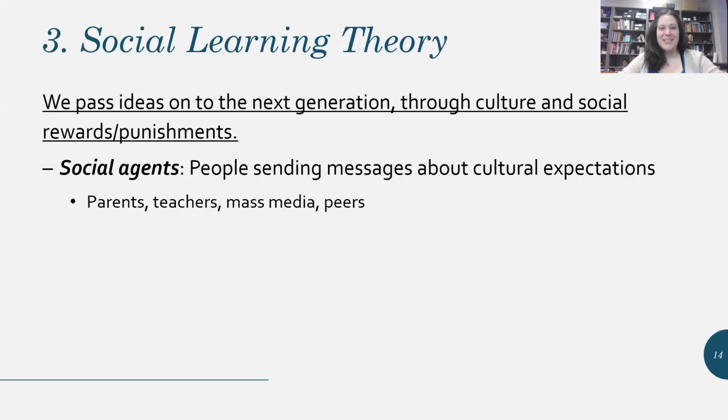So social learning theory is the idea that we maintain stereotypes and prejudice because we pass it on from one generation to the next. Okay, so social learning theory is you learn your culture's stereotypes and prejudice through social agents, which are people who send this message on to the next generation. So that's going to be your parents, who probably taught you some stereotypes and prejudice without really realizing it. Your teachers, certainly mass media, popular culture passes on stereotypes and prejudice, and your peers. So social agents are the people who pass that information on to the next generation.